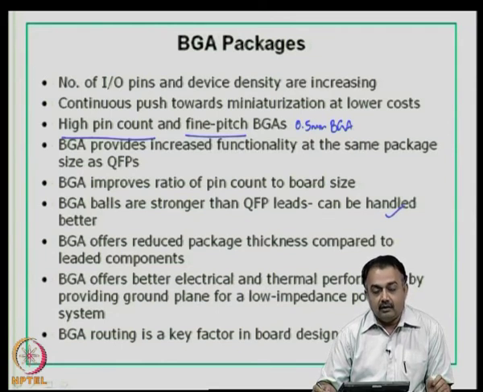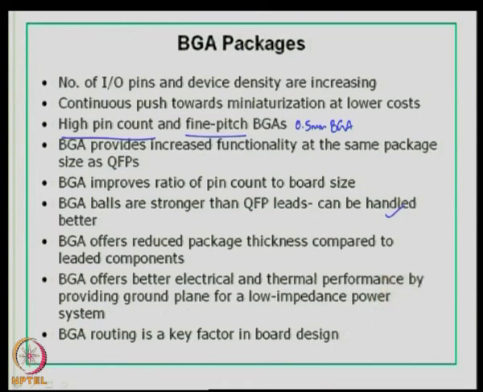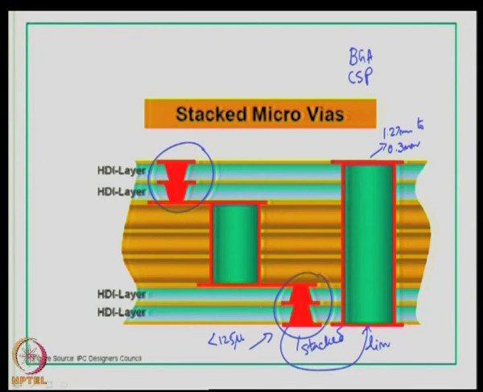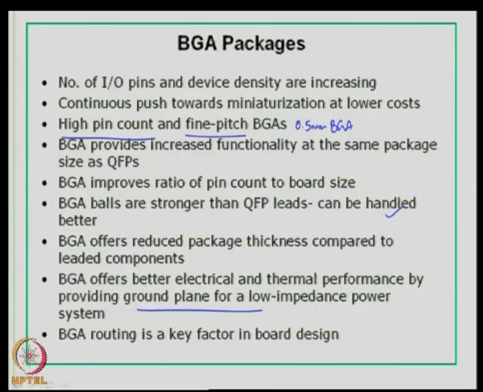BGA offers better electrical and thermal performance by providing a ground plane, because if you look at the previous slide, if this is the CSP or a BGA configuration, you can assign a ground plane in one of the inner layers here, and therefore, if your die is sitting on top of the layer, you can have your ground interconnections routed properly for much better electrical performance.